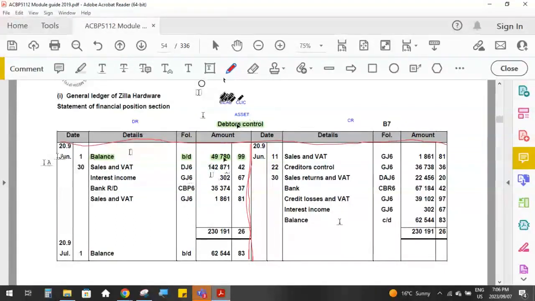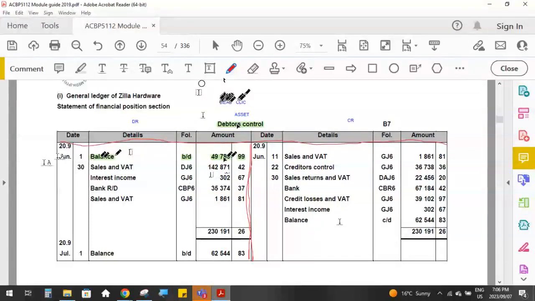And this one over here, the CLIC, the C at the beginning stands for credit, and LIC are the 3 accounts that increase on the credit side, which is liabilities, income, and capital. So debtors control is an asset. Assets increase on the debit side. So my balance brought down for debtors must go on the debit side.